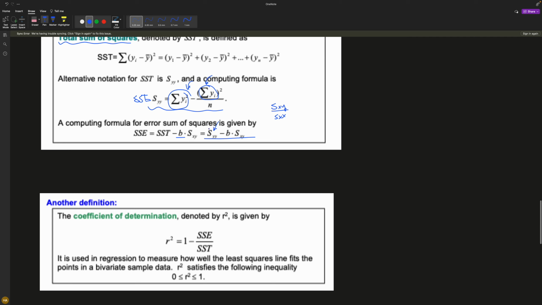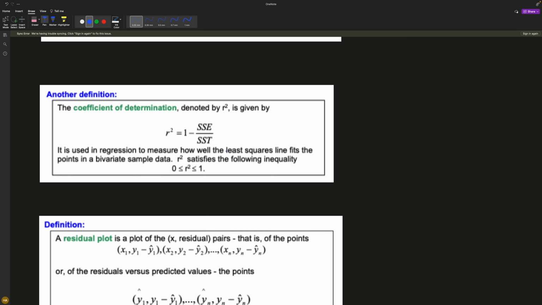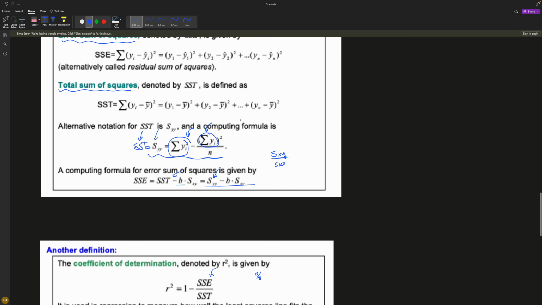The reason this is SSY and SSD is because we said earlier here SYY does equal SSD. Now the coefficient of determination. Basically what we do is we take all the distances, all the errors in the plot or in our data, and then we divide it by how far each one is from the mean, and that will give us some percentage. That percentage tells us which ones are explained by the data and which ones are not explained by the data.